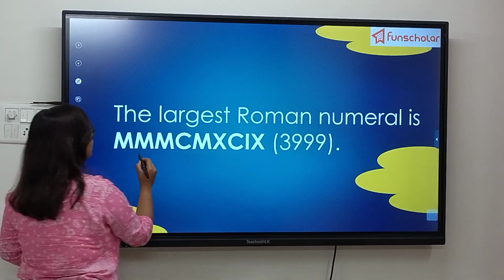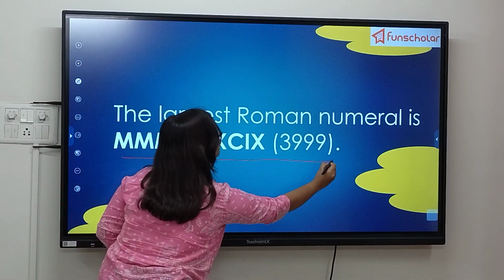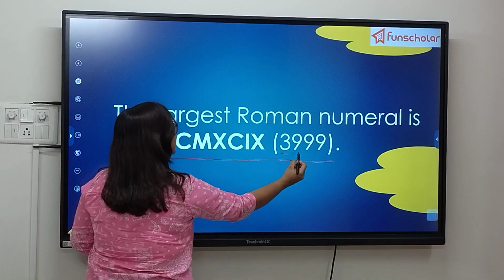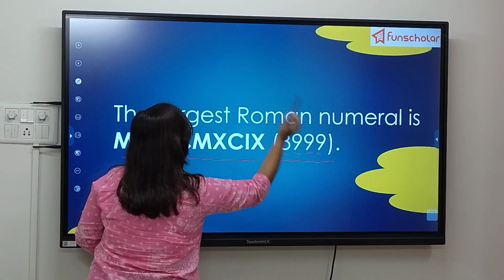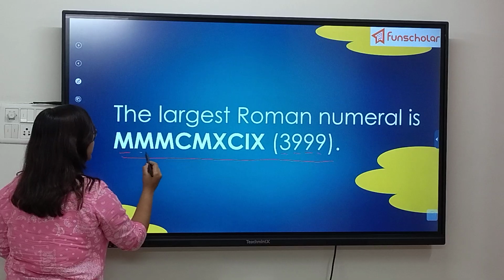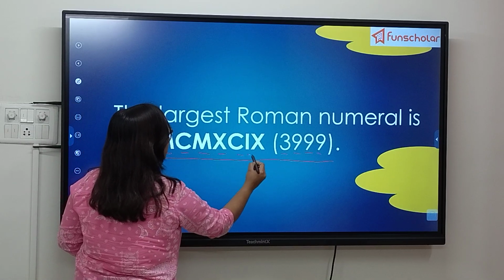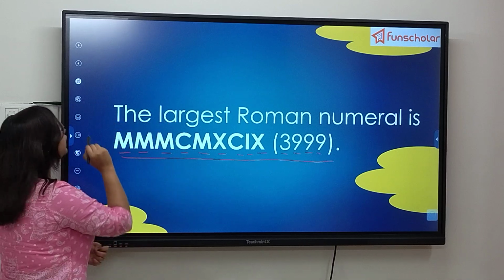This is the fun fact. The largest Roman numeral is this one. What is it? 3999. What is it? M, C, M, X, C, I, X. Okay.